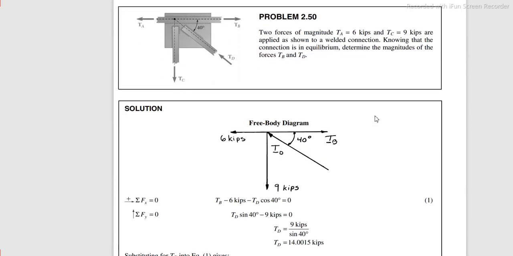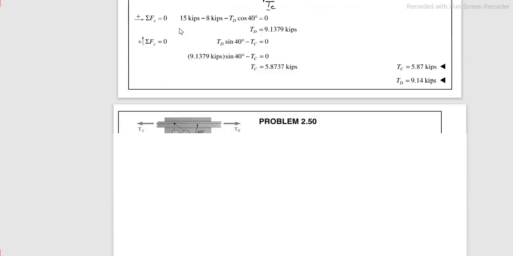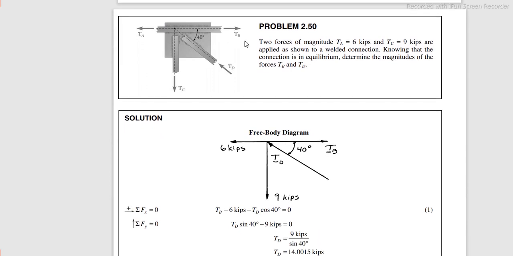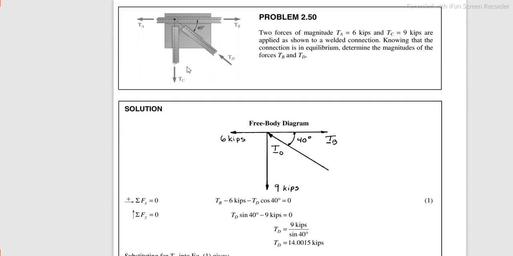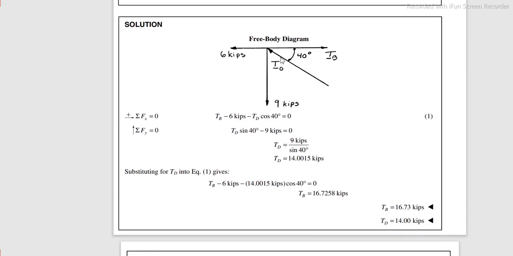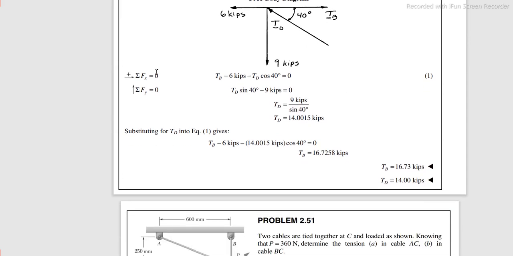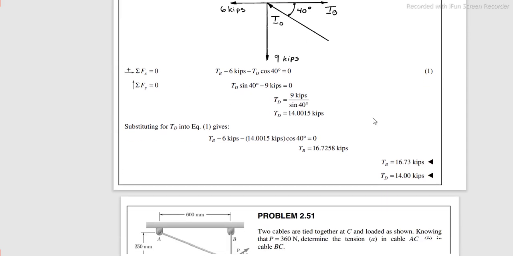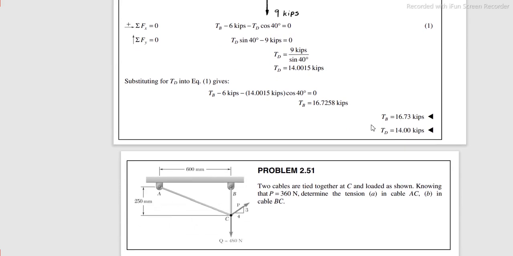Next problem is 2.50. Same problem like the previous. Two forces of magnitude TA equals 6 kips and TC equals 9 kips are applied as shown, and determine the magnitude of the forces TB and TD. Those two are unknown. The solution is a free body diagram and horizontal and vertical components. So the force is measured.